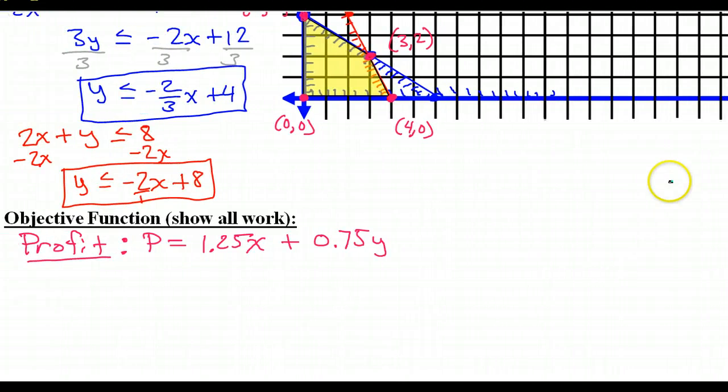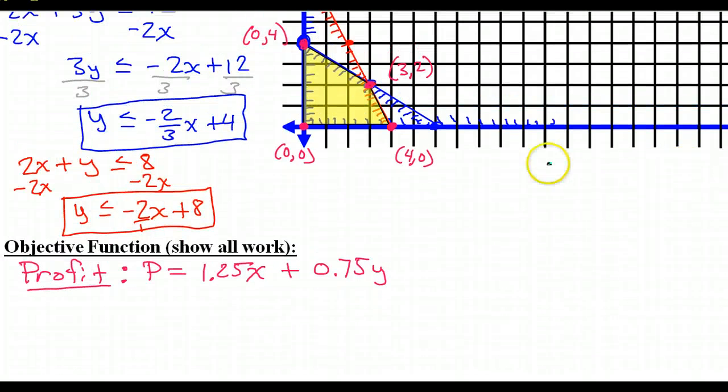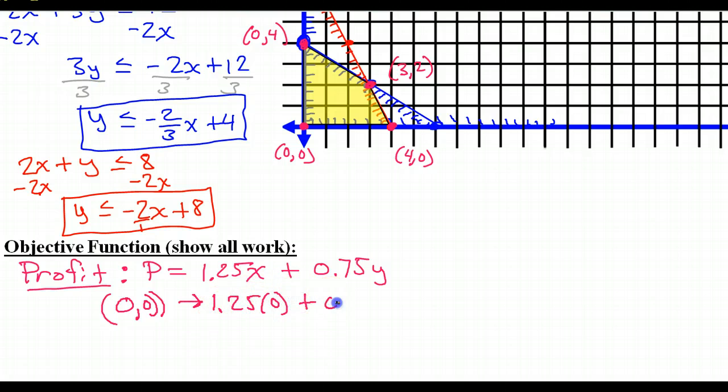So all that's left to do is to take these vertices one by one and substitute them in and see what the max and min is. So here we go. This part's easy. We're going to do our 0, 0, and that'll be 1.25 times 0 plus 0.75 times 0, and of course that just gives you 0.